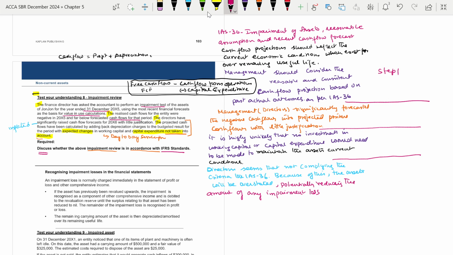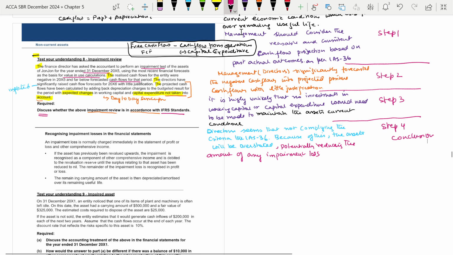This is step one, what are the rules. This is step two, what the directors have done. This is step three, what they should consider. And this is step four, your conclusion. Step one is the criteria or rules, the assumptions. Step two is what they have done, the incorrect one.